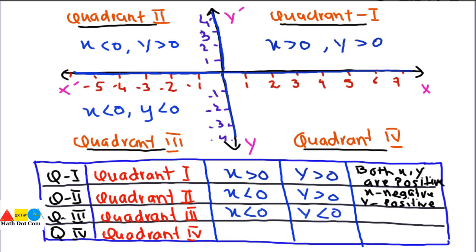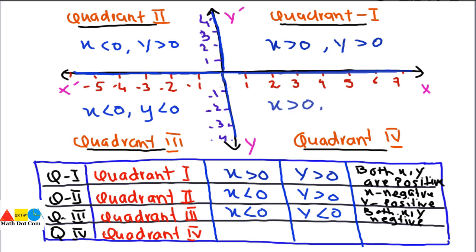It means that both the value of x and y in the third quadrant will be negative. Now we will move towards quadrant 4, where it is clearly shown that the x-axis is shared with quadrant 1. It means the value of x will be the same as quadrant 1. So we can say that x is greater than 0.